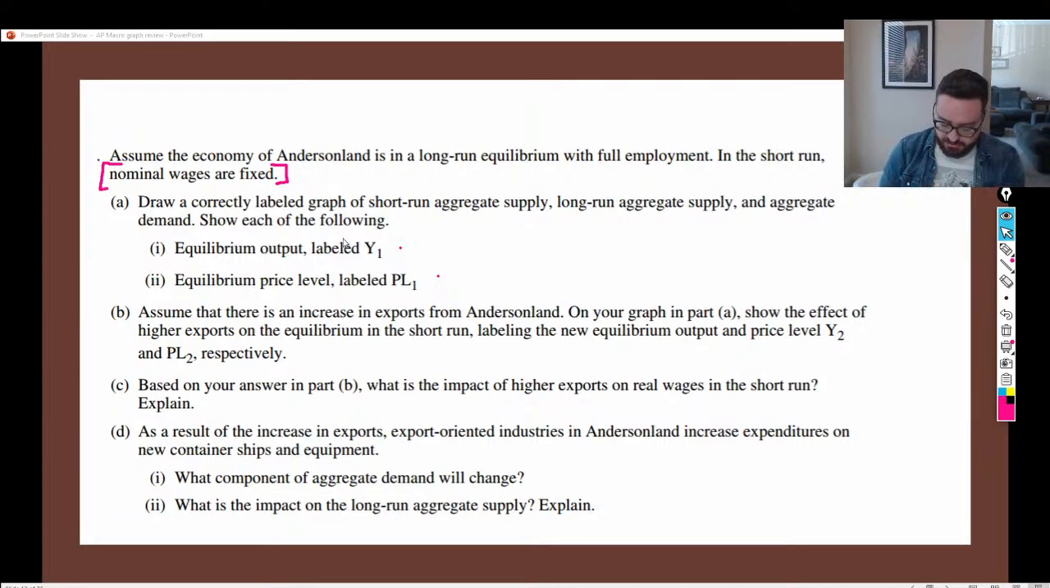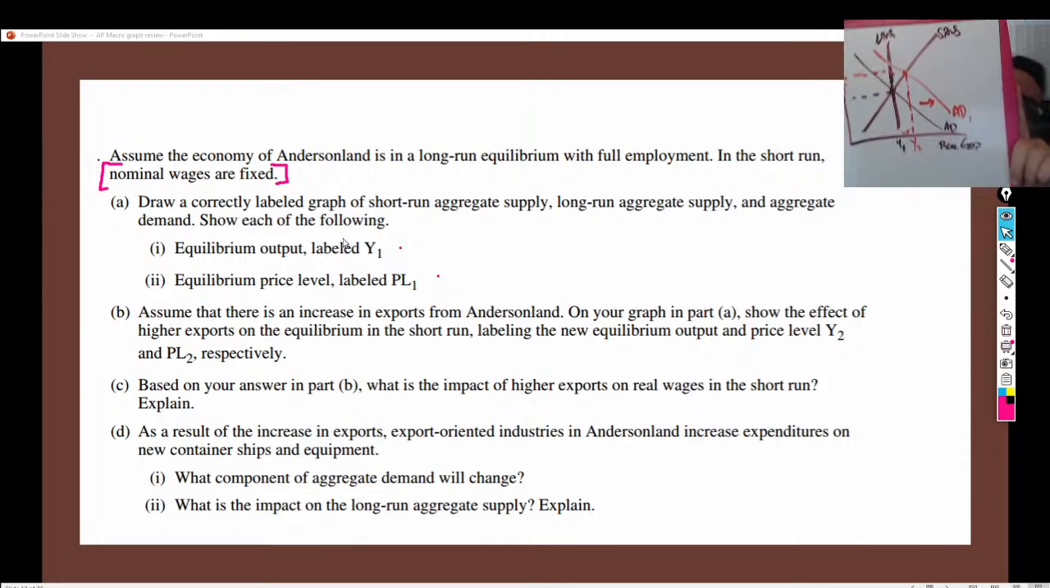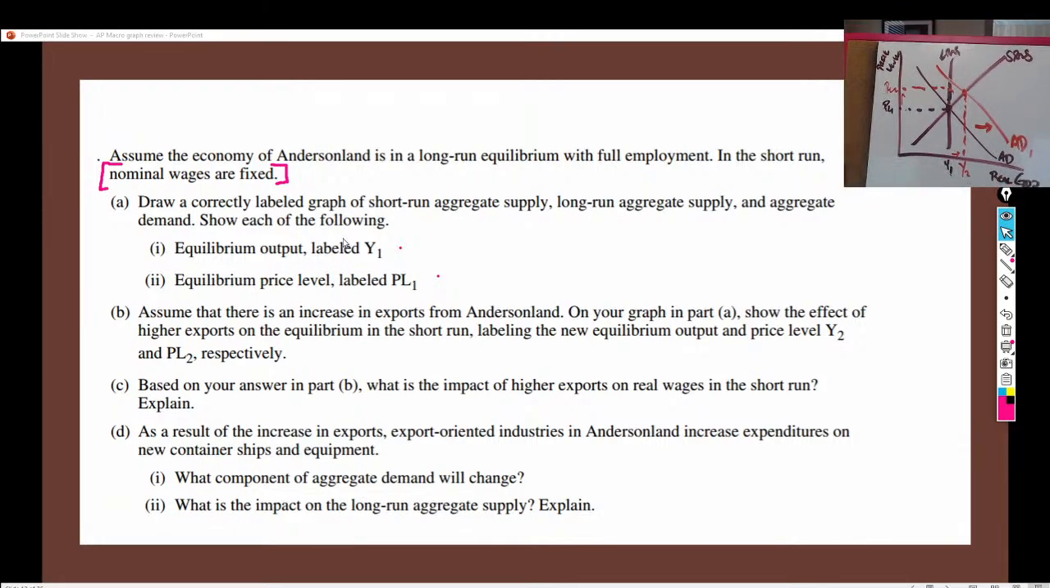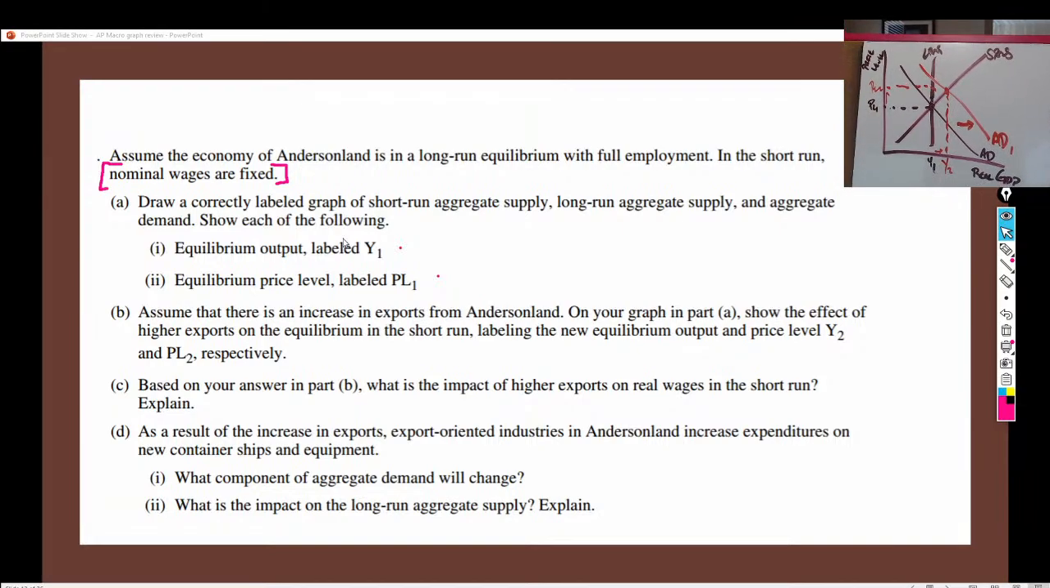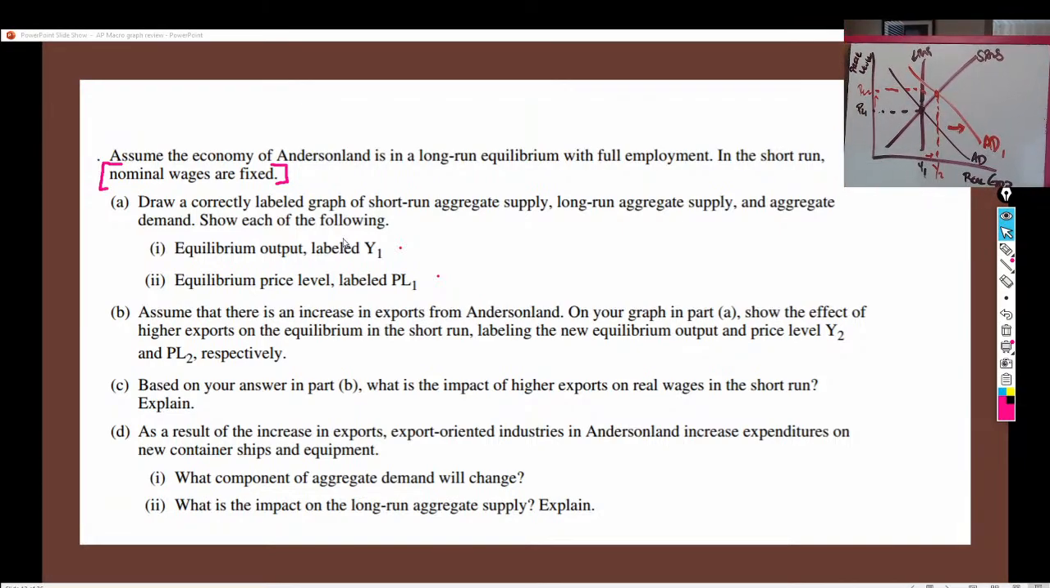So I should see an increase in aggregate demand because there is now a greater overall demand level for stuff from our economy. Even if it's not our demand, it doesn't matter. It just has to be demand for stuff made here. And by here, I mean Anderson Land. AP exam naming conventions are so stupid. So we got an increase in aggregate demand. Here's my impact on price level and GDP. I got a higher price level and a higher GDP.